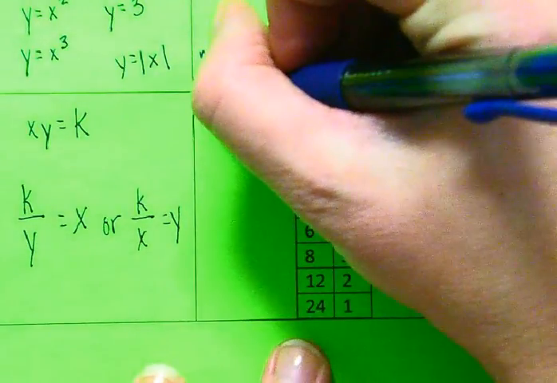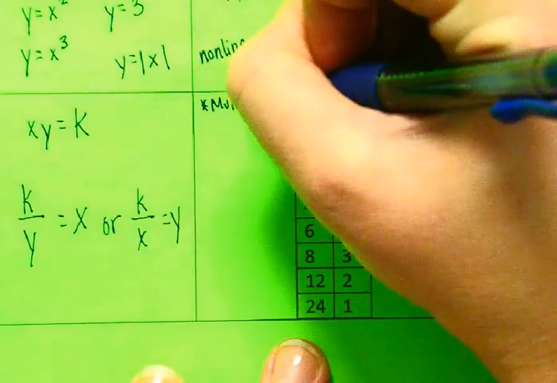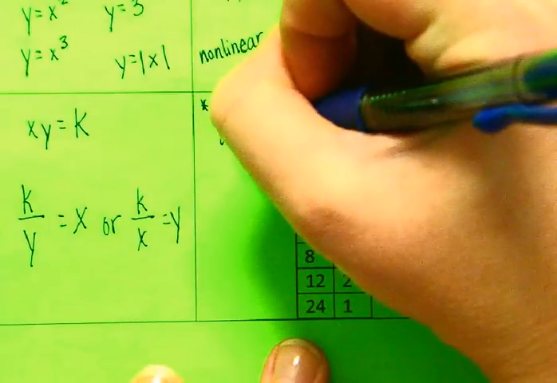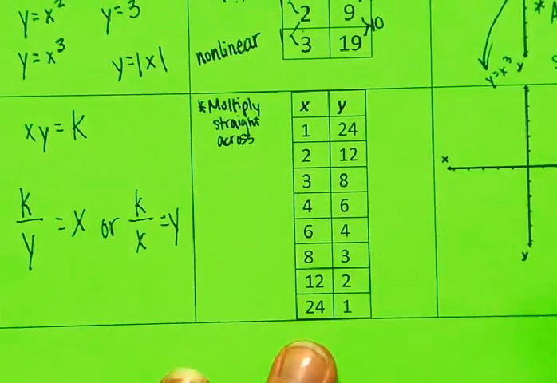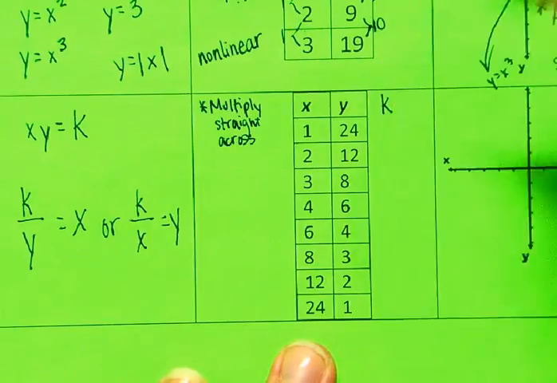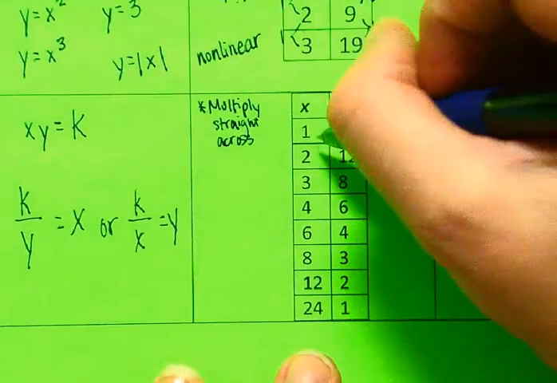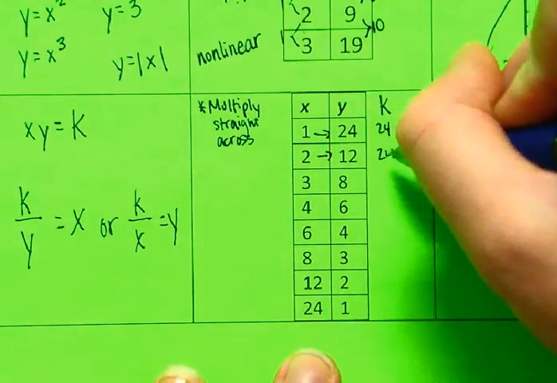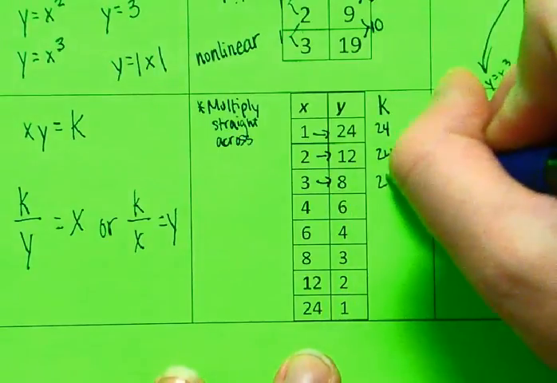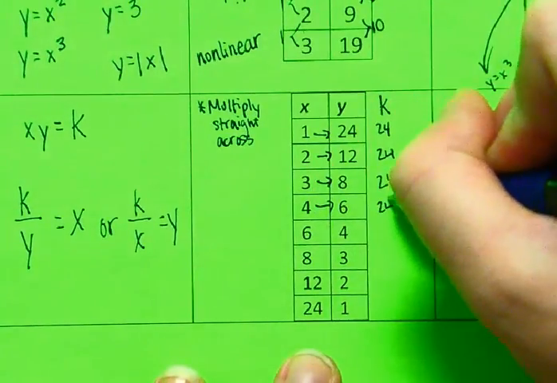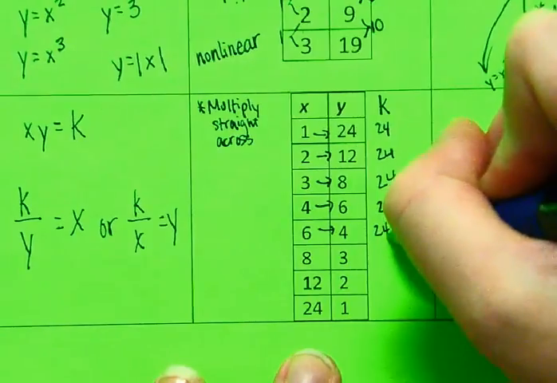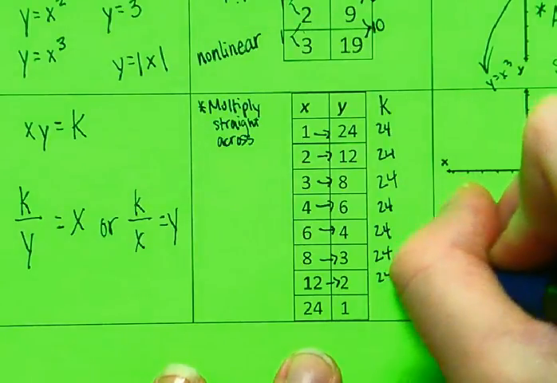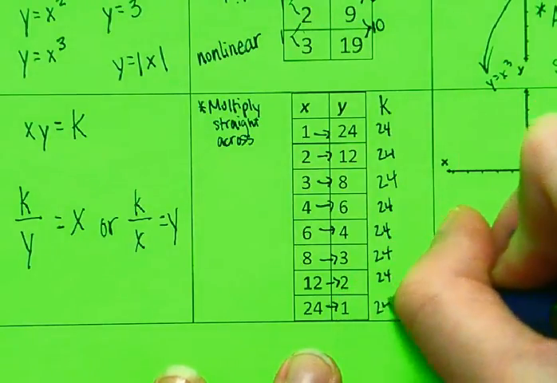Okay, so we're going to multiply straight across. Now if I do that, I'm going to get my k, my constant. All right, so multiply straight across. 1 times 24 is 24. 2 times 12 is 24. 3 times 8 is 24. 4 times 6, 24. 6 times 4, 24. 8 times 3, 24. 12 times 2, 24. 24 times 1 is 24.